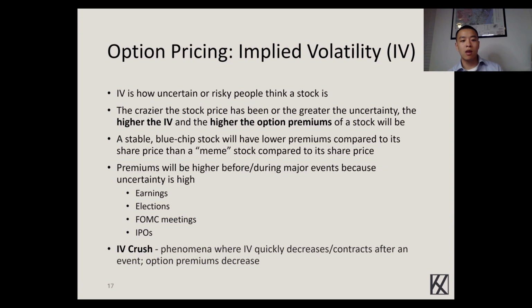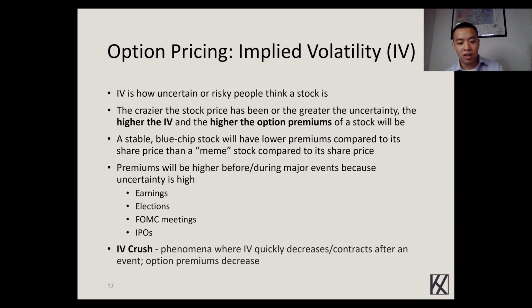Premiums also get higher before major events. So I listed here before earnings, elections, FOMC meetings, or IPOs, or after IPOs, the volatility of a stock is going to be super elevated, which means premiums are also going to be elevated. Just because there's a lot of uncertainty, you don't know how well earnings are going to be received. You don't know who's going to win the election. So people are fearful, they're uncertain. Because of the uncertainty, premiums will go up. And people are usually also making bets during that time, so there's going to be a lot of action in those options.